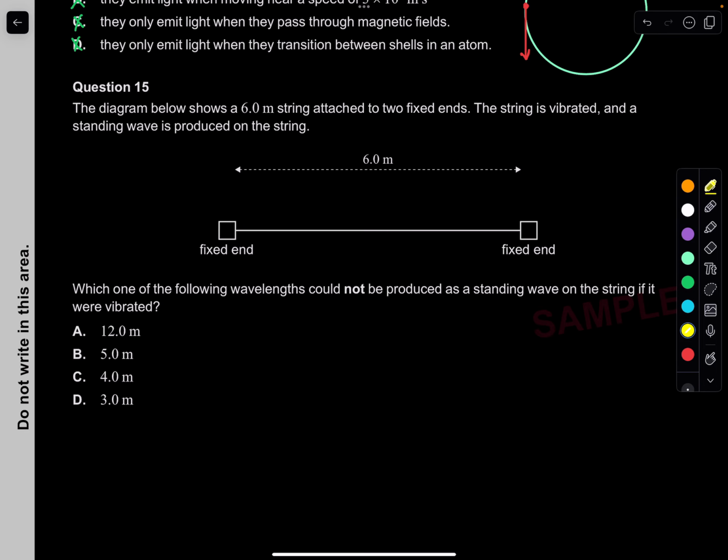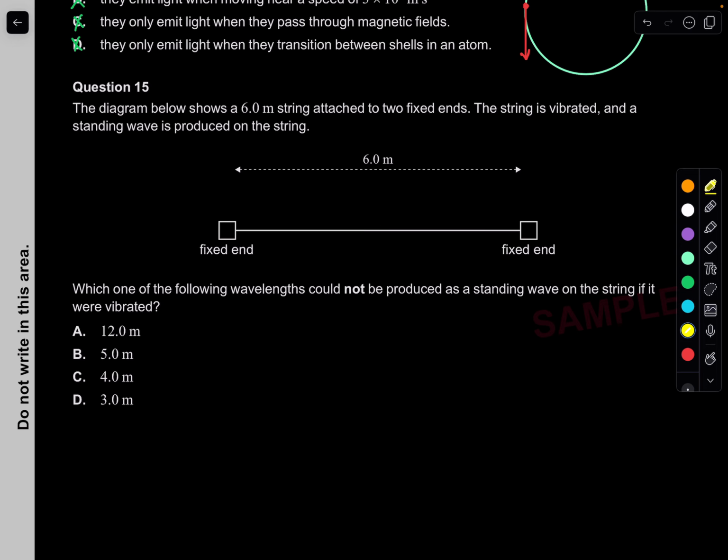15. Let's try this one. The diagram below shows a 6-meter string attached to two fixed ends. The string is vibrated and a standing wave is produced on the string. Which of the following wavelengths could not be produced as a standing wave on the string? You cannot have just any string length and expect to create a standing wave. So let's use a formula. I'm looking at the formula for fixed ends.